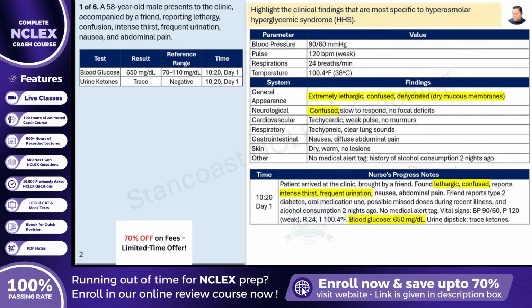And you're going to see there no medical alert tag. It's not really that relevant to the manifestations here. This is just part of the patient's history. But again, these are not actual clinical signs of HHS. So we're not going to highlight that as well.